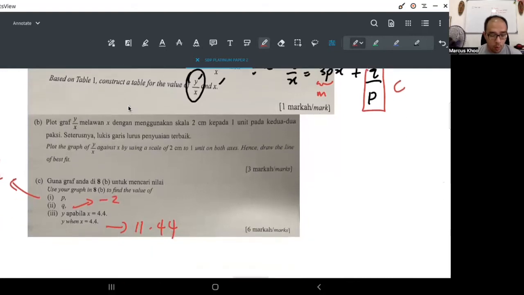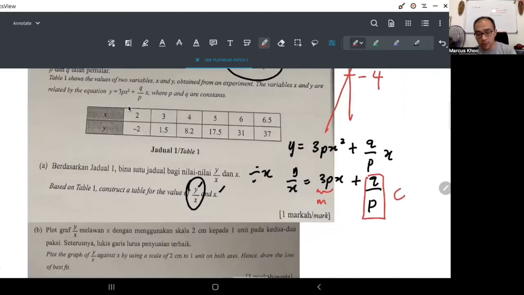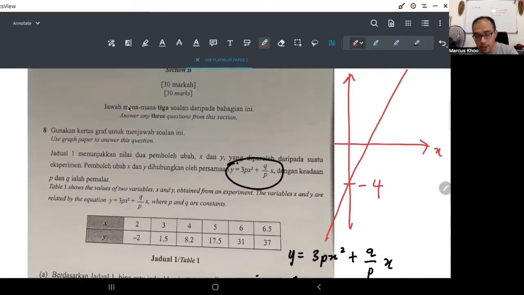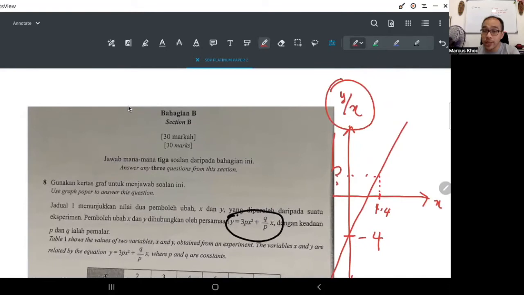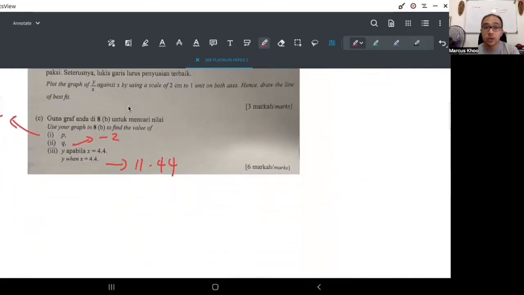Now find y when x is equal to 4.4. So you find x equals to 4.4, which I don't know where it is now. Let's say it's somewhere here, 4.4. You go up over here and then across over here. Now remember that this value over here is y over x. The question is asking for y only, not y over x. So you want to use the graph.